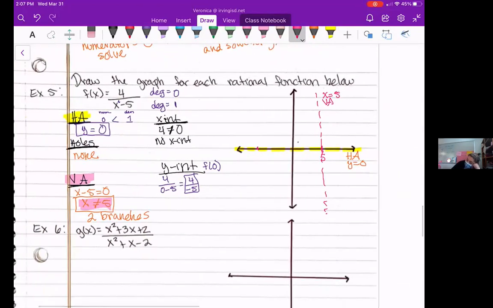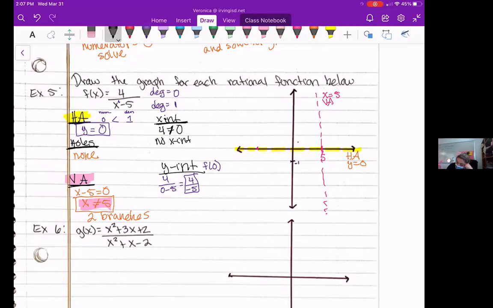Now to graph this, I need my key features, right? For the x-intercept, we don't have any, which tells me that it's not going to touch or cross the x-axis, nothing. Your y-intercept is at 4 over negative 5. Ay, Dios mío, ya ni puedo hablar. Negative 4 over 5. Sorry. So this is negative 1.